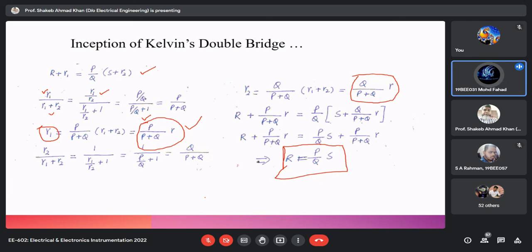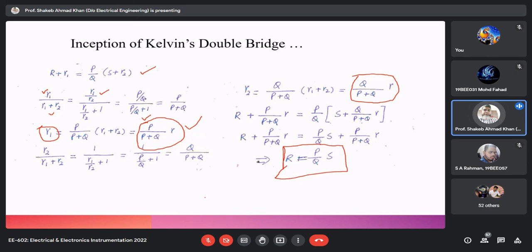So now the equation is free from that particular dependency of R1 and R2. Means lead and contact resistance are not coming in the final expression, so their effect is taken care of. So this is the modification that has been suggested in the Wheatstone bridge that leads to the compensation of the effect of lead and contact resistance.